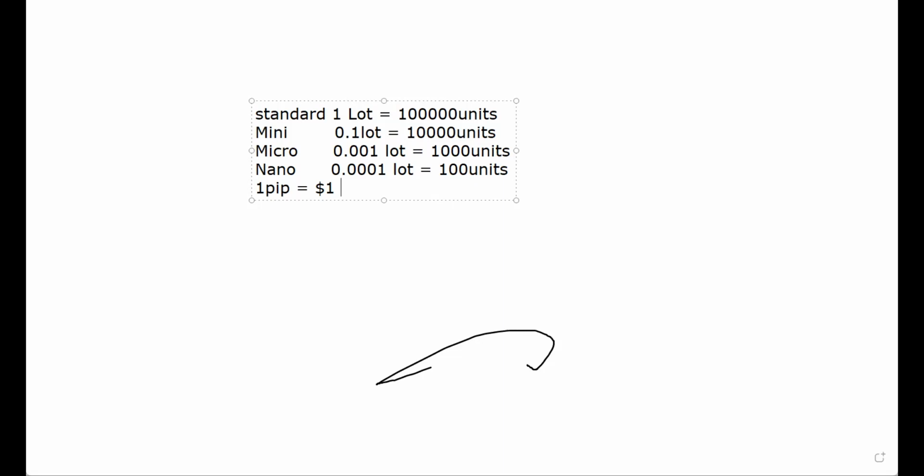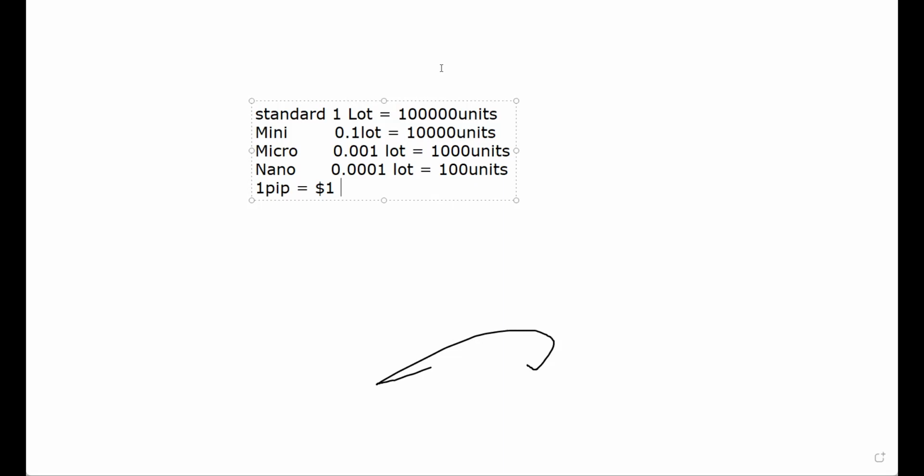Now, the reason why this interchanges between standard lot and mini lot is that the value of a currency pair changes over time. So sometimes you would buy gold at one lot size and it moves at $1 per pip. Sometimes it moves at $10 per pip, depending on the value.